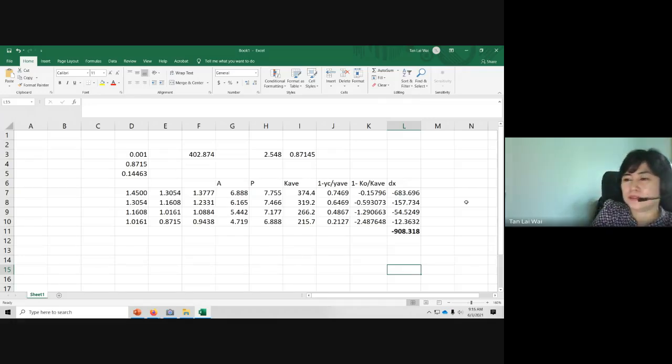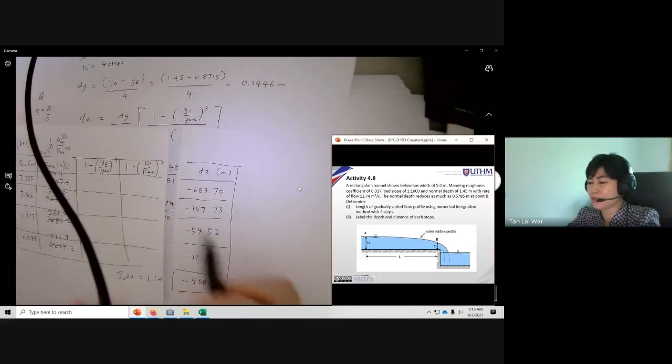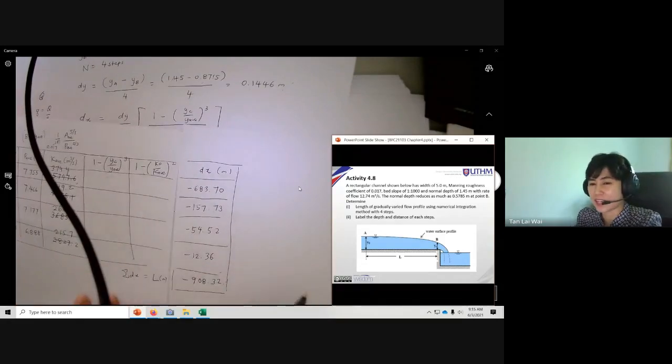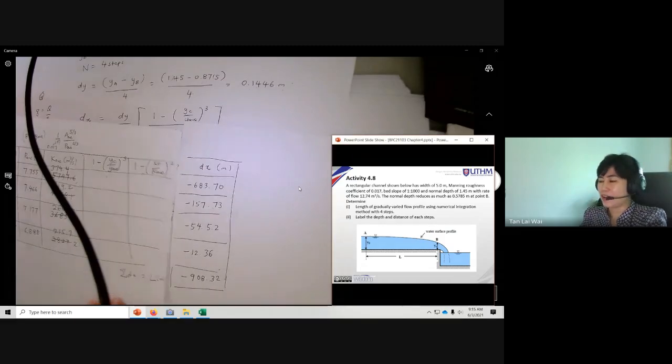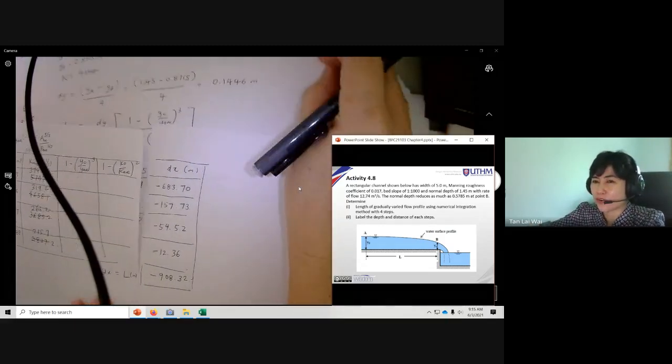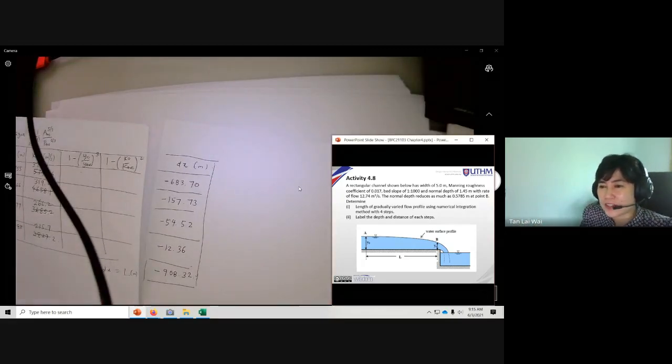Okay, let's go back to our table. This value is from the Excel, so this is our value. Now we are going to sketch it. You look at the question, right? Now we have solved it. This will be the length. We have solved the first part of the question for activity 4.8 here.